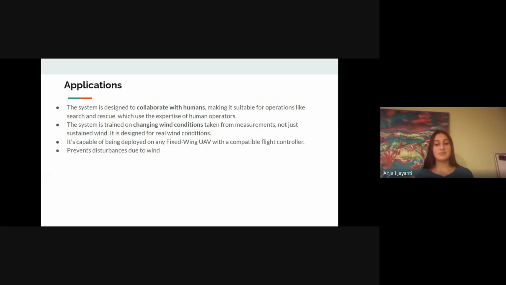This is capable of being deployed on any fixed-wing UAV that has a compatible flight controller, so one that is able to run ArduPilot, which is the vast majority of flight controllers. It also prevents disturbances due to wind.